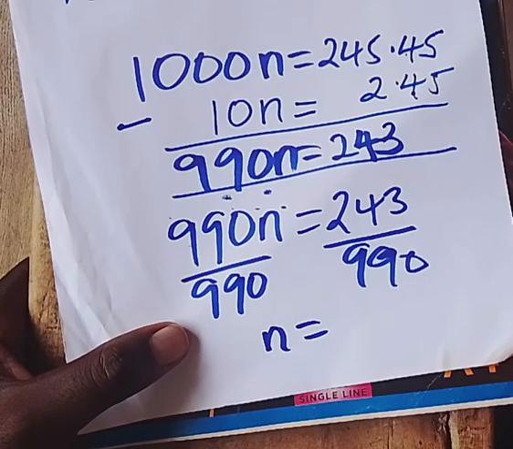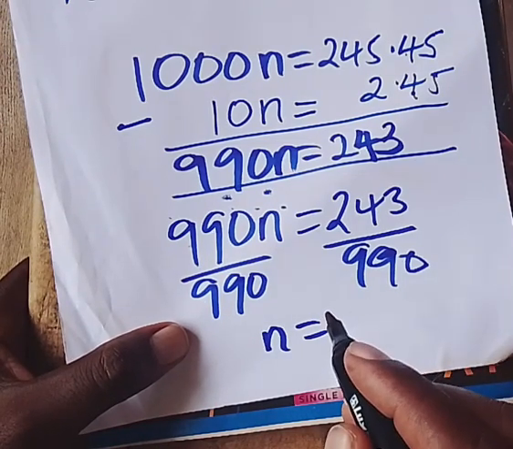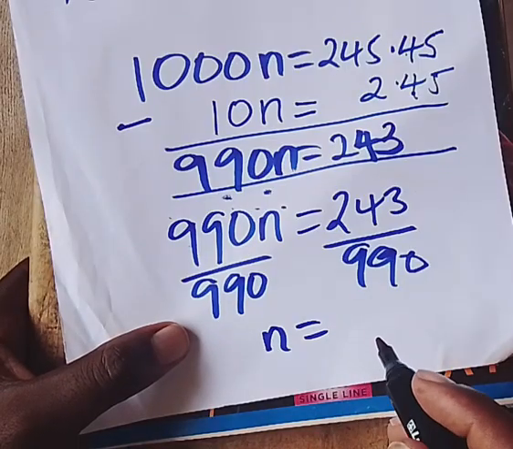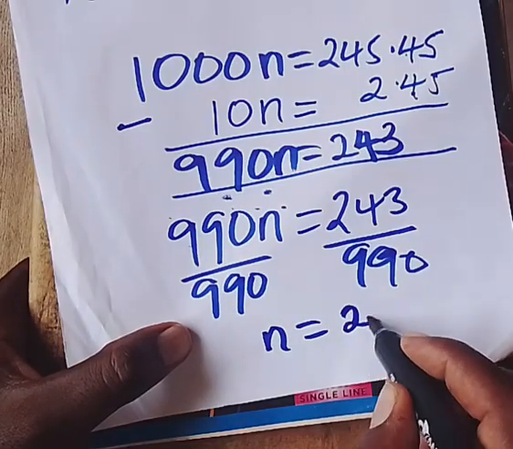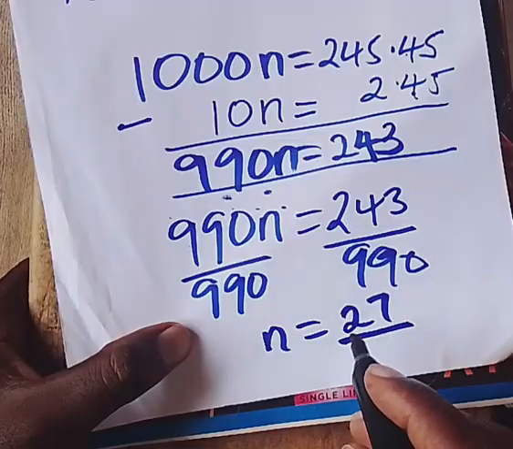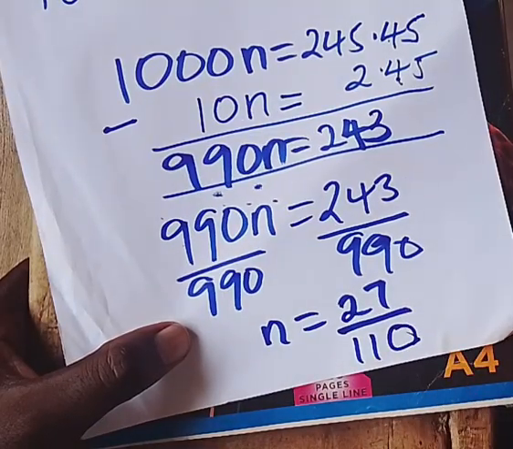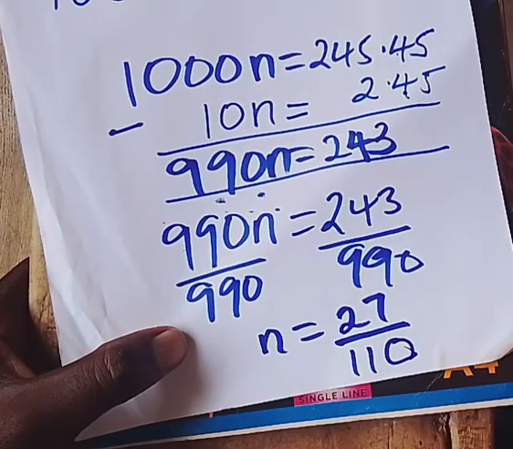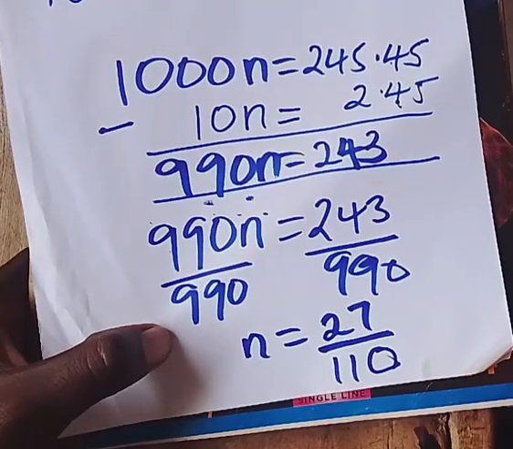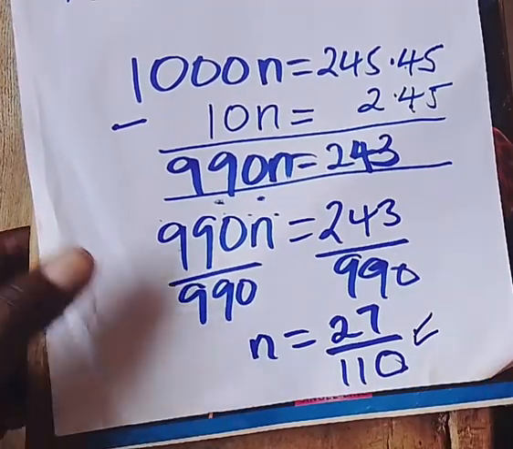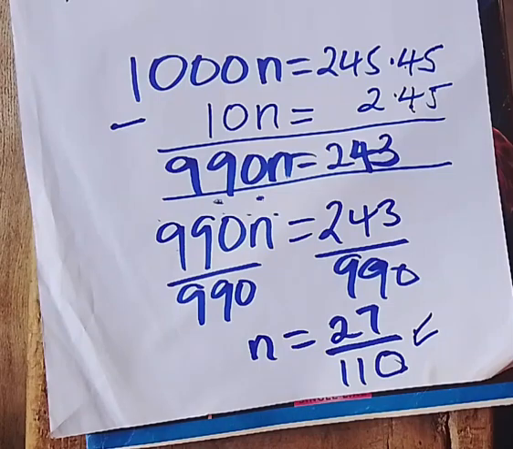And in the simplest form, you are going to get 27 over 110. So this one, you just simply divide it by 9. If you divide this by 9, you get 110 by 9, you get 27. And this is now the second solution of this recurring decimal.